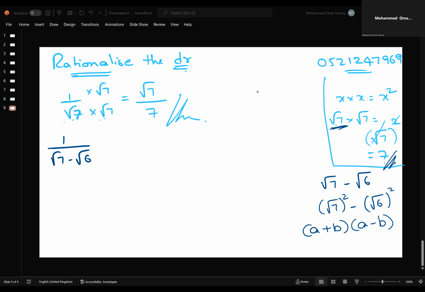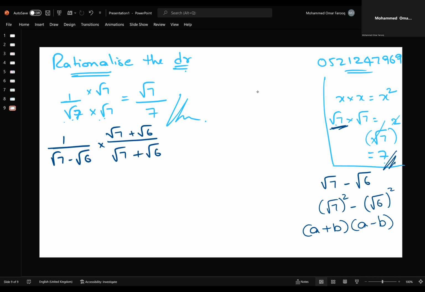So now the question is in the form of a minus b. So I should multiply with a plus b in numerator as well as denominator.